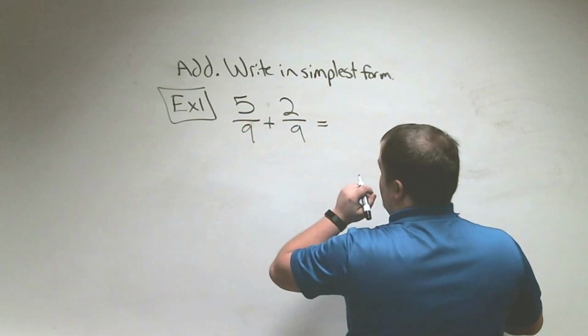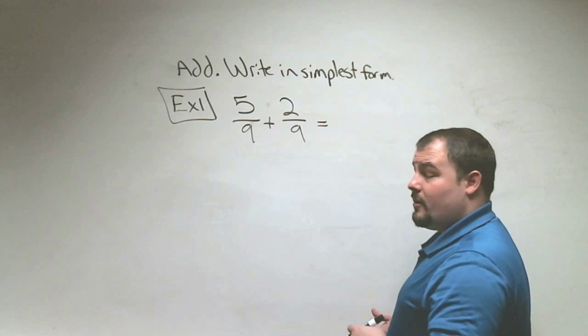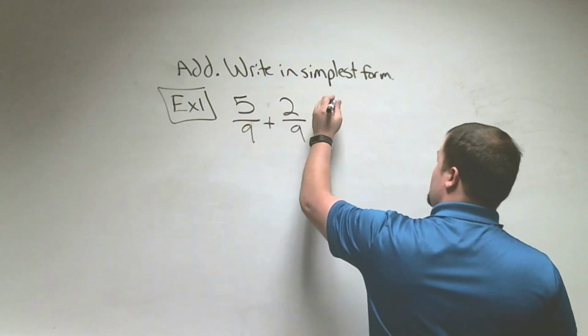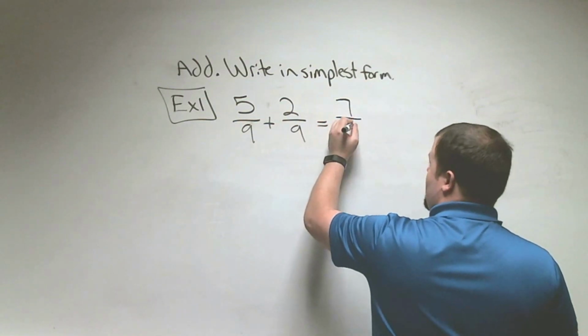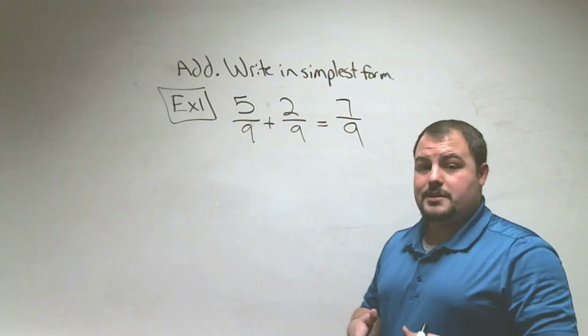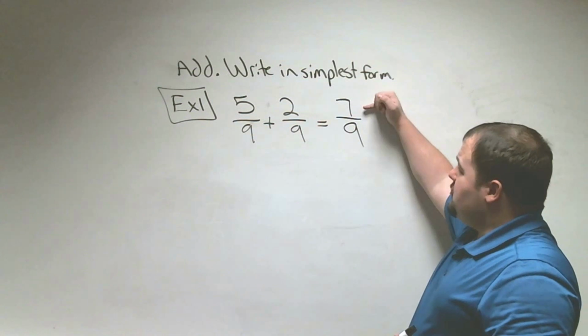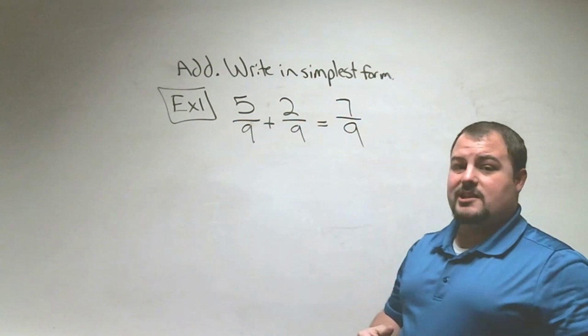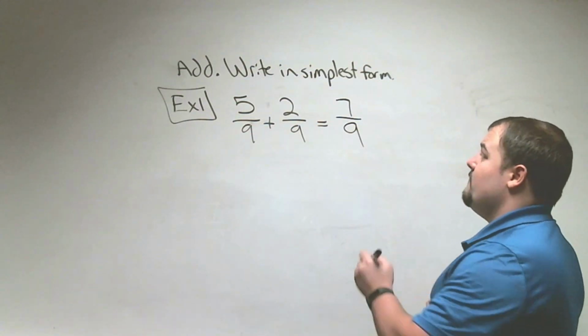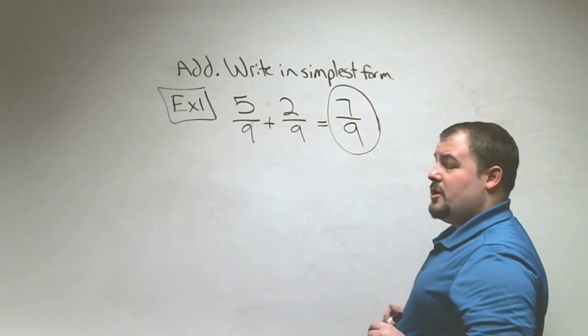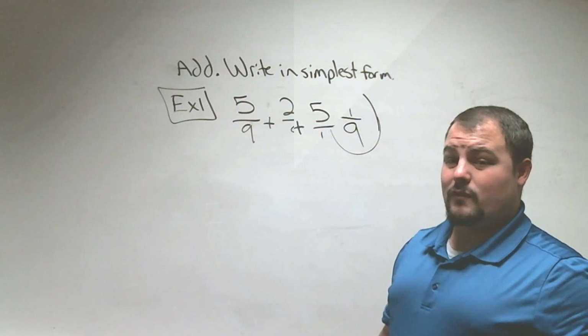So if I have 5 ninths plus 2 ninths, hopefully you can solve that on your own. 5 plus 2, that's 7. We keep the 9 alone, so 7 ninths. Now I look at the numerator and the denominator, and I ask, can I divide anything out of both of those? In this case, we can't, so 7 ninths is our answer to number 1. That's the fraction in simplest form.